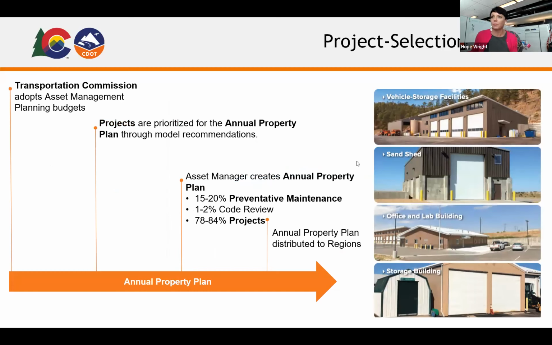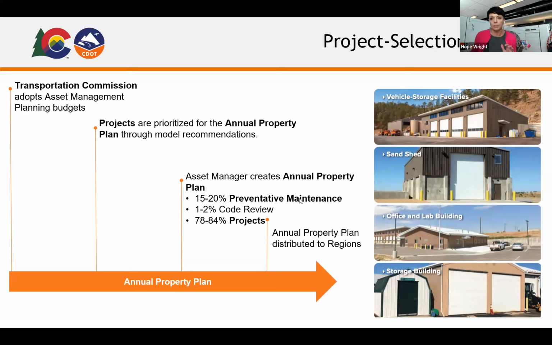Our project selection process is pretty straightforward. We take the data that was collected in the field, we give that to our consultant who runs some analysis, and he spits out a planning budget based on which treatments would have the biggest impact on our overall performance, meaning how many buildings are at a letter grade C or better. We plug those into our annual property plan, and then we distribute those to the regions.